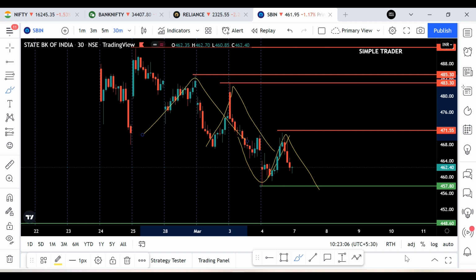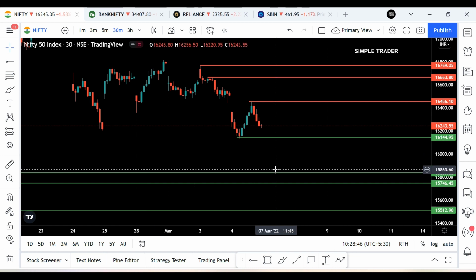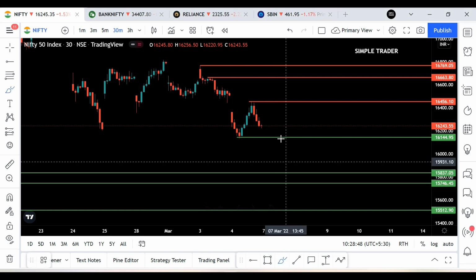This is how you should mark your support and resistance. This is the logical way of marking your zones. Now let's find out which support and resistance is high probable and low probable. But before that, let's understand why this will work, right?